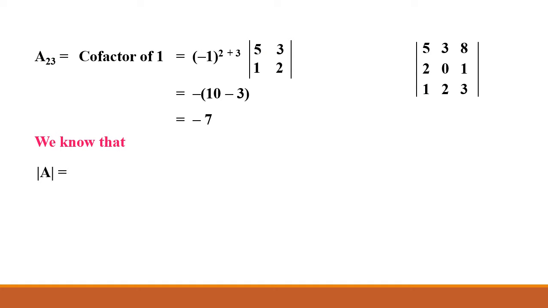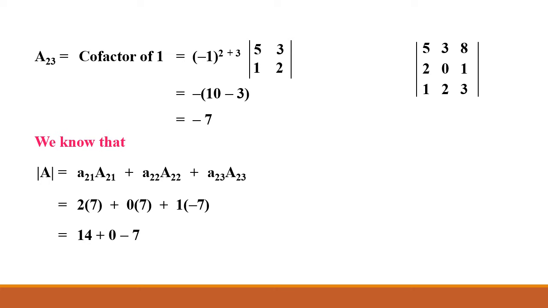So we have calculated the cofactors. Now we will calculate the value of the given determinant by using the result: determinant of A is equal to a21 into cofactor A21 plus a22 into cofactor of A22 plus a23 into cofactor of A23. On simplifying we get 14 plus 0 minus 7, which is equal to 7. So here we are calculating the value of the determinant by making use of cofactors.